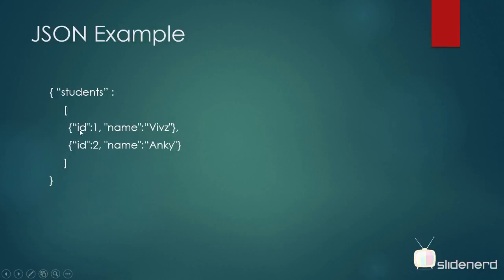So the property is ID, value is 1. Property is name, value is Vibs, and both are separated by a comma, as you can see here. Then one here is an integer inside a JSON file. You can have booleans like this, and you can have null like this as well.